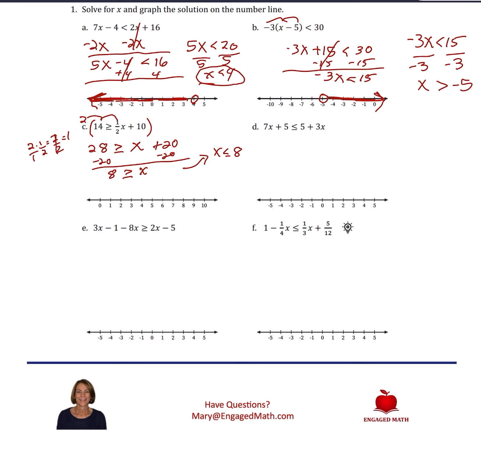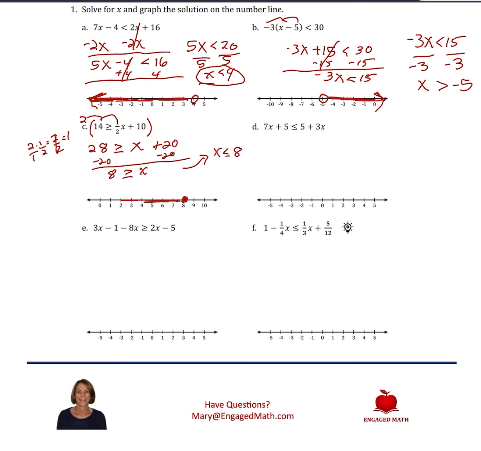It just helps me to kind of see which way to shade. But either way, when you make this a closed-in circle, this time we're closing it in because the colored-in circle means that the value of 8 does work in the inequality because 8 is less than or equal to 8.